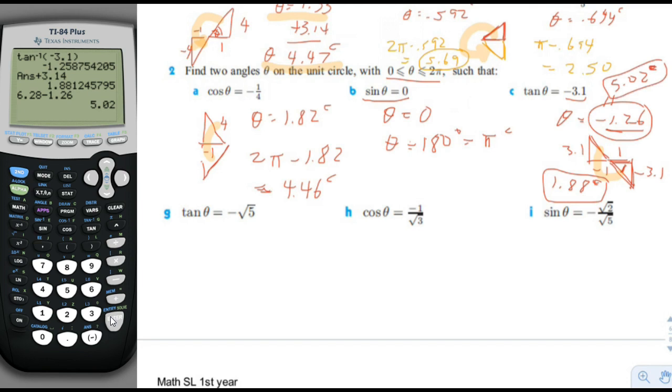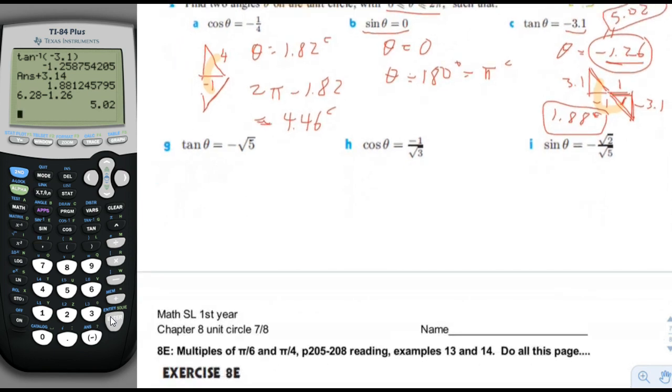Okay, almost done. Tangent theta equals negative square root of 5. And if you think these are easy, you don't have to do any more. But if you do think they're hard, then you should do more. So tangent, in this case, they're saying it's negative square root of 5. So that would be this angle, square root of 5, 1, that would be negative square root of 5 over 1. That's one possibility. The other possibility is this triangle here, which would be negative 1 here and positive square root of 5. So this would also be one of the angles.